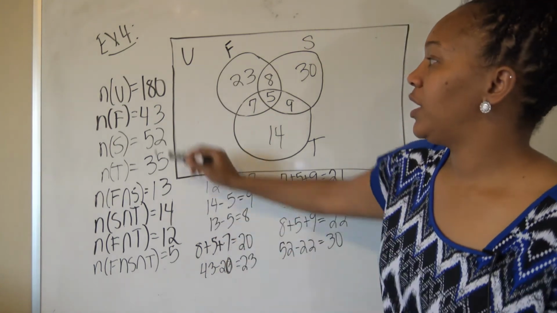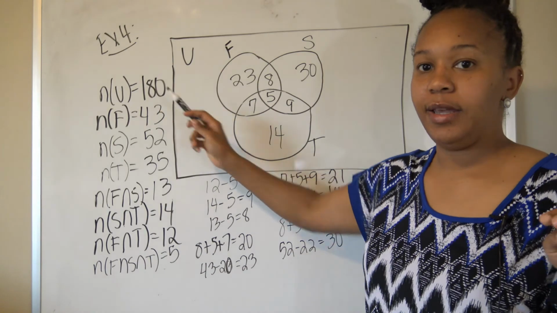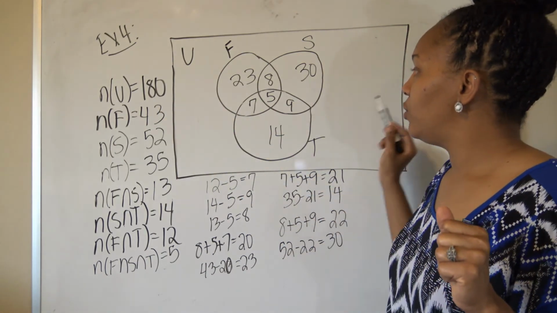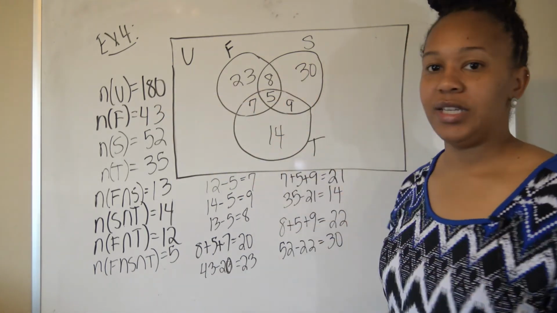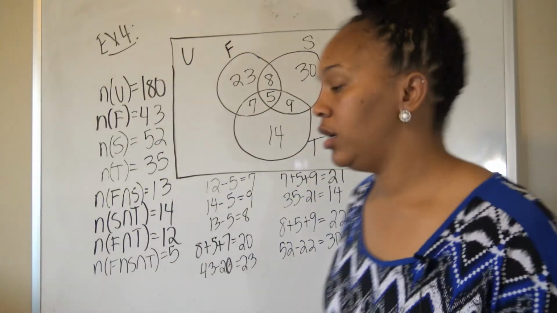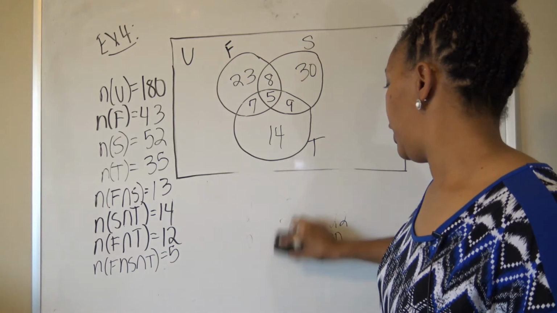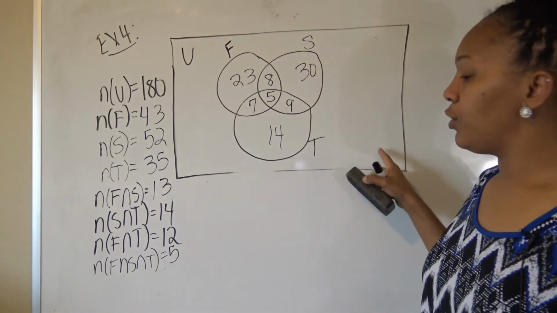Now the last region I have is the universal set. There should be 180 in the universal set. And so the universal set contains everything that's inside of here. So I'm going to erase this, grab my eraser over here, so I can use this space to calculate what's in this outer region right here.